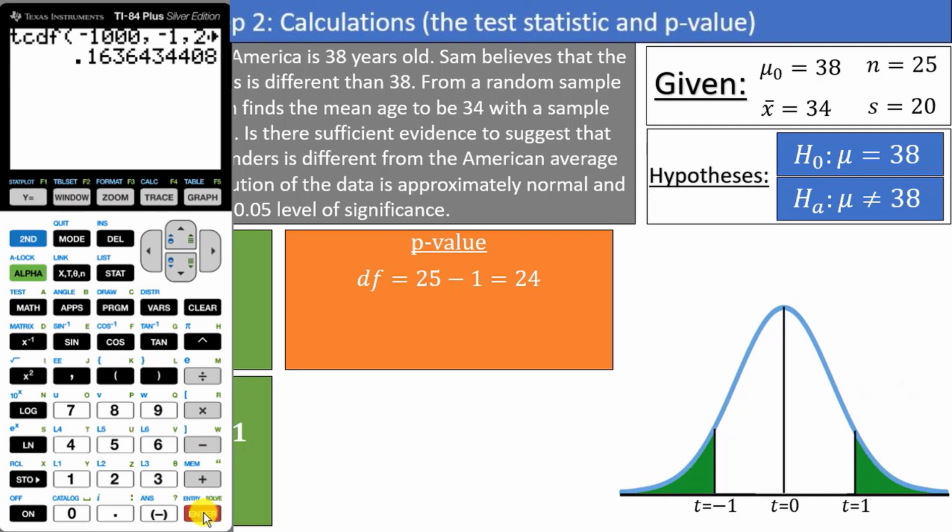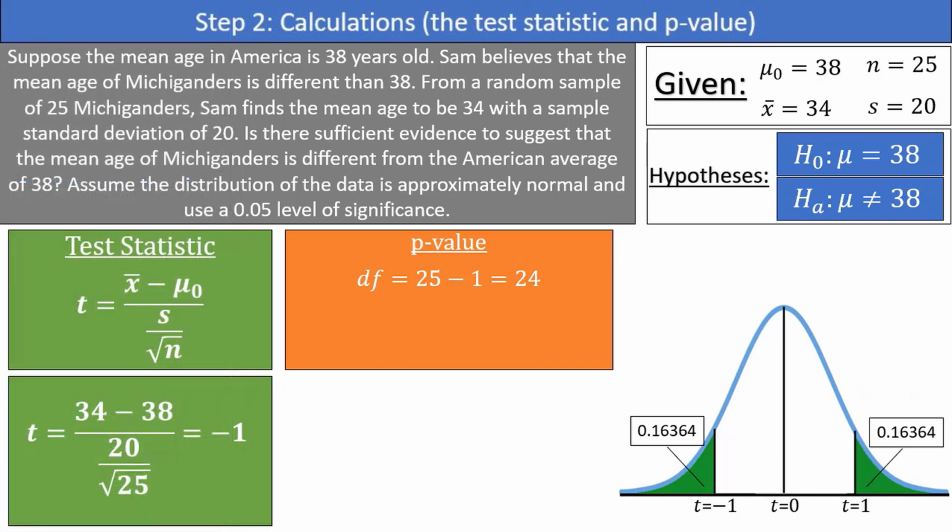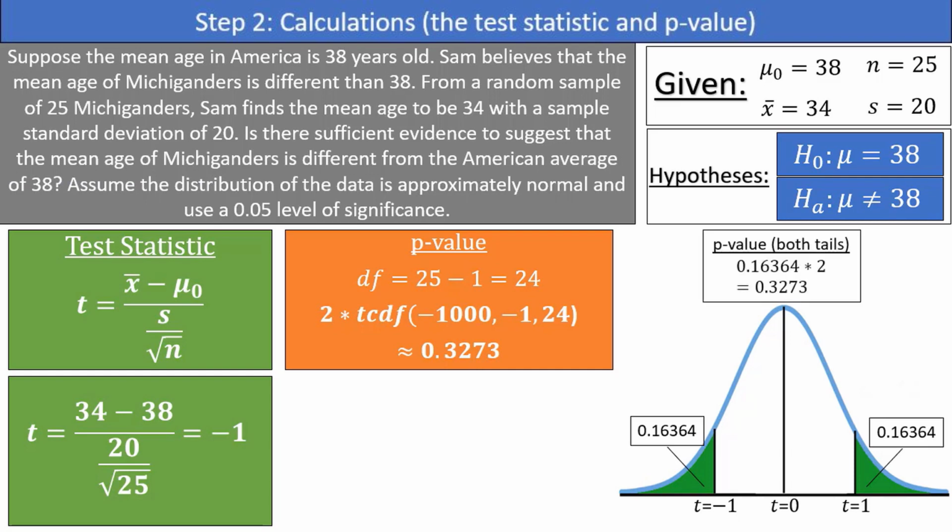Press enter, and we get 0.16364 approximately. This is the area in each of the two tails. To find the combined area of the two tails, just multiply this number by 2, and we get 0.3273, rounded to 4 decimal places. This is our p-value, which is the combined area of the two tails.